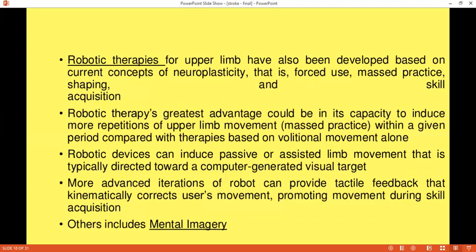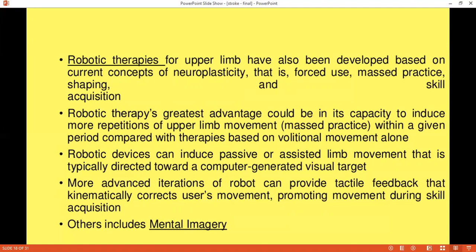Robotic therapy. This therapeutic application was introduced in the USA and the Western population. In India also, it is coming, to help stroke subjects or stroke victims. Robotic therapy for the upper limb has also been developed. The current concept of neuroplasticity will help to improve motor recovery. Robotic therapy's greatest advantage could be the capacity for more repetition of upper limb movement, with a period of comfort, compared with therapy based on volitional effort alone.